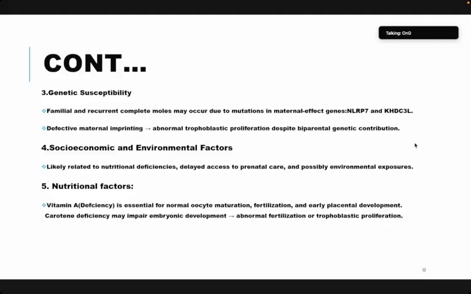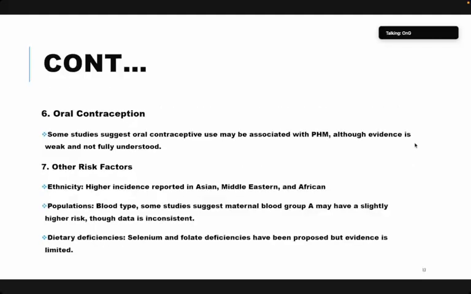So what happens here is that there's defective maternal imprinting, thus resulting in abnormal trophoblastic proliferation despite parental genetic contribution. Other factors like socio-economic, environmental, and nutritional factors have been implicated. Oral contraception, some studies do suggest that it may be associated with partial mole, but evidence is weak and it's not fully understood. There are also other risk factors like ethnicity and dietary deficiencies.